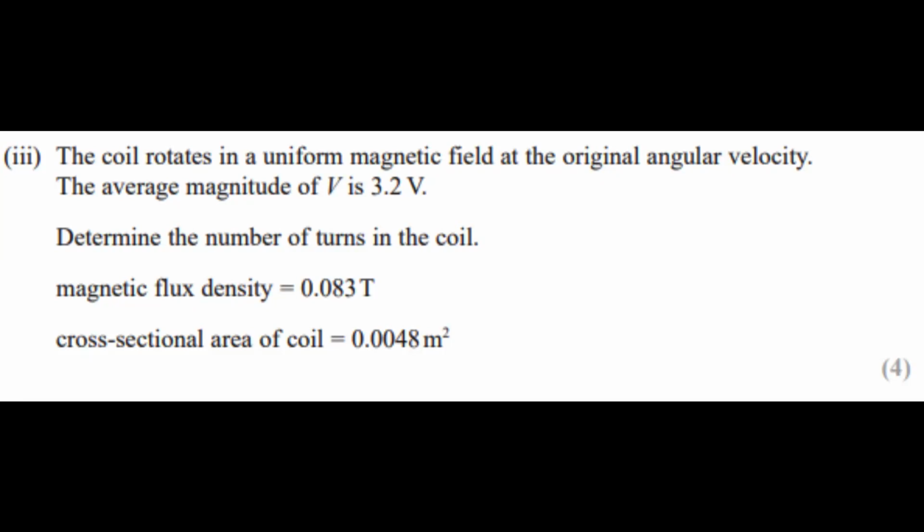Okay, so we got a question right here. The coil rotates in a uniform magnetic field at the original angular velocity. The average magnitude V is 3.2. Determine the number of turns in the coil. Magnetic flux density is 0.083 and cross sectional area of the coil is basically 0.0048 meter square. Let me write the given stuff that we have been given.